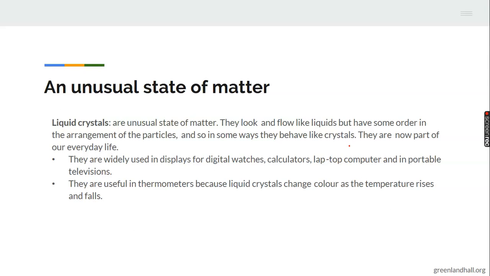You know how a solid is packed, it's called crystals. Okay, they are now part of our everyday life. Because of this unusual state, liquid crystals are widely used in displays for our digital watches. We have the calculators, we have the laptop, we have portable television. That's what they use when your color is being changed on your TV. They are also used in thermometers, just like we have mercury thermometers, because liquid crystal changes color as the temperature rises and falls.